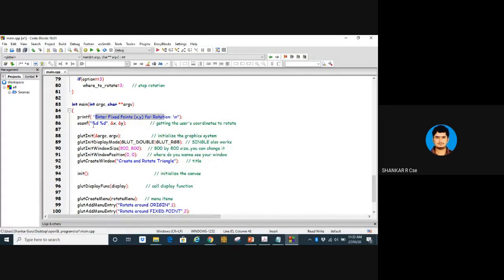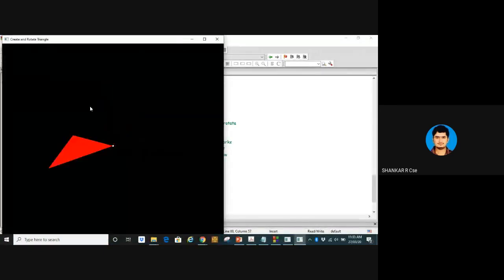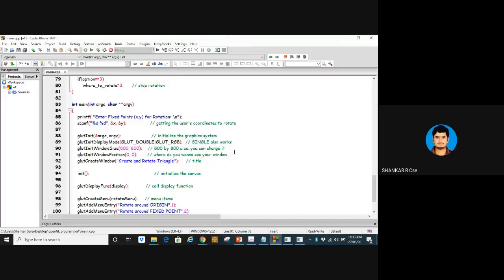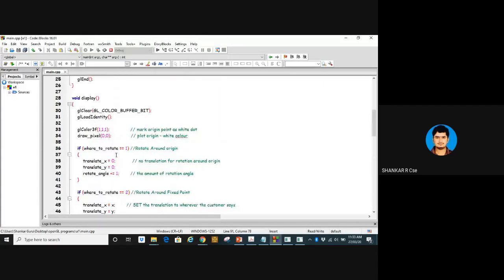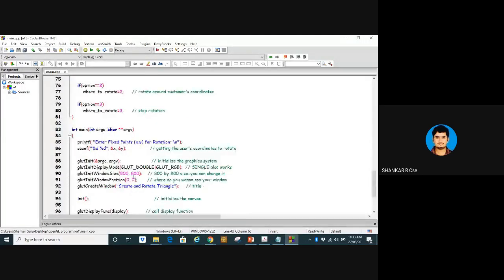Ask the customer points 100, 100, 200, 200, whatever. Take it in x and y. Glut init, initialize the graphic system. So double, single also works, because don't consider this as animation. This is not animation. This is just rotating by a point, rotating by how much, rotating by 1 degree. It looks like an animation, but it is not. So you might as well take single as well.